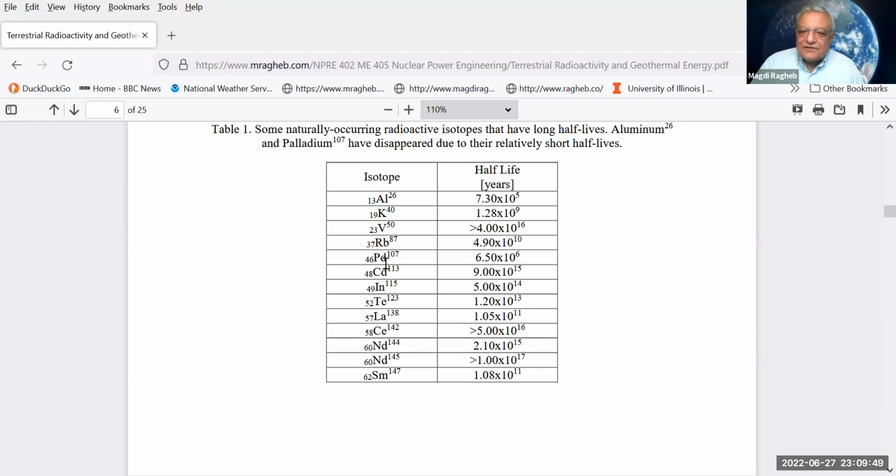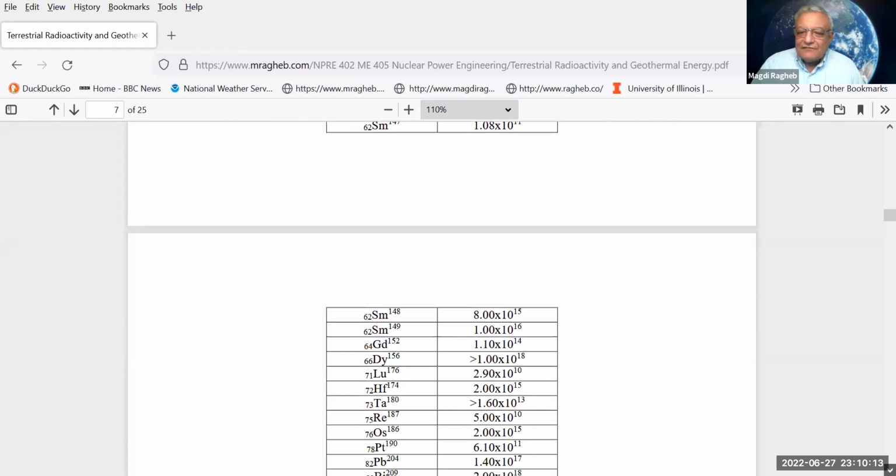Other elements are listed here: tellurium, neodymium, samarium. All these isotopes have different half-lives, some of them shorter than the others, like palladium-107, 6.5 million years. But look at cerium-142, one of the rare earth elements. It's larger than 10 to the 16. We don't know exactly how much. People have struggled to determine what the half-life is in that case.